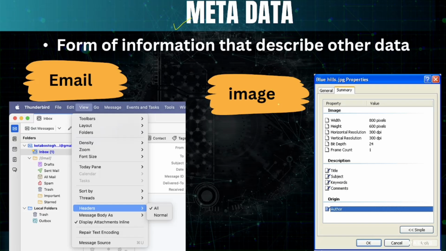If you take an image also, you can see the title of the image, the width, the height, all this information, right? That only we can call metadata. I hope everybody has understood. Metadata is nothing but data that describes other data.